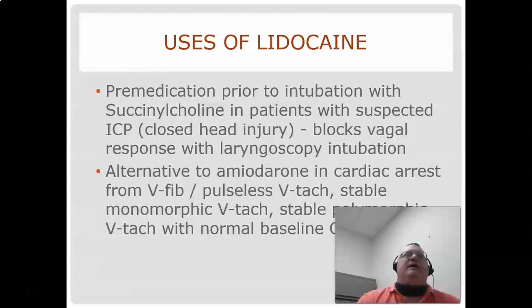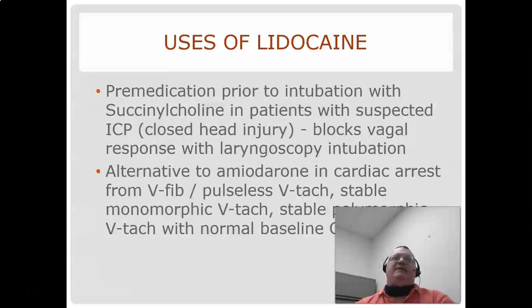As we lift, that unfortunately stimulates the vagus nerve and can slow down the heart. Again, it's an alternative to amiodarone in cardiac arrest for V-fib and pulseless V-tach. The 2020 guidelines actually said you can use it interchangeably with amiodarone, which I'm personally glad of. But again, amiodarone has good uses. We'll talk about it when we get there.